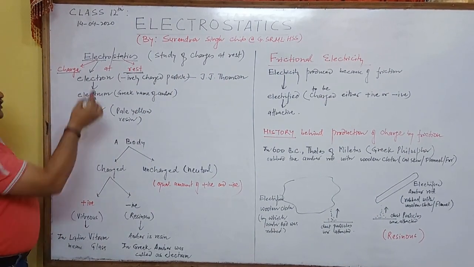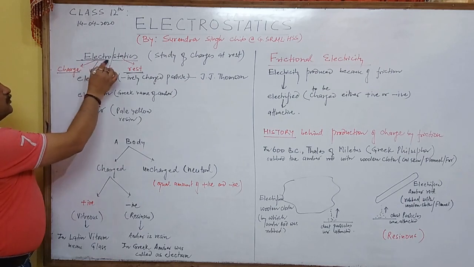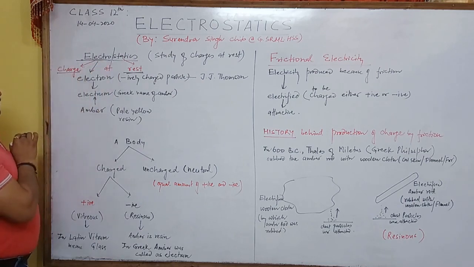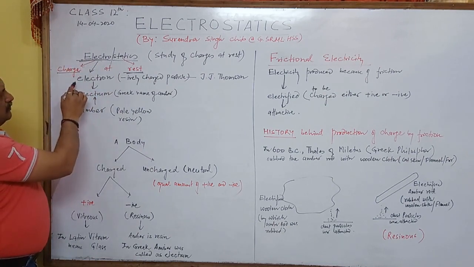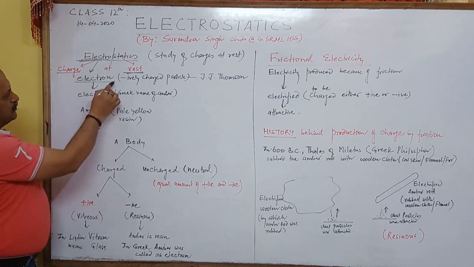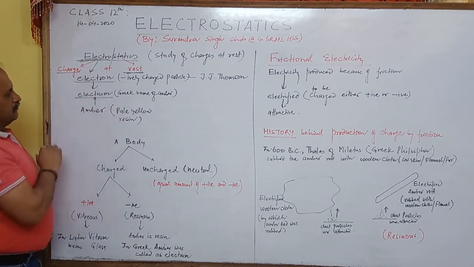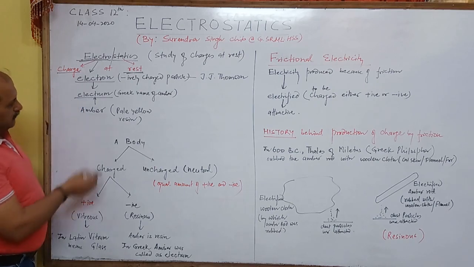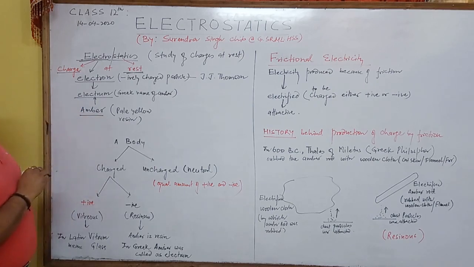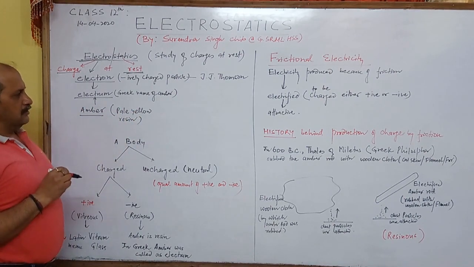Now there is a history behind it. Why are we using the word electro? From where do we get it? Electro is the word that we got from the word electron. Electron is obtained from elektron, and elektron is the Greek name of amber. What is amber? It is a pale yellow resin. I will explain it.